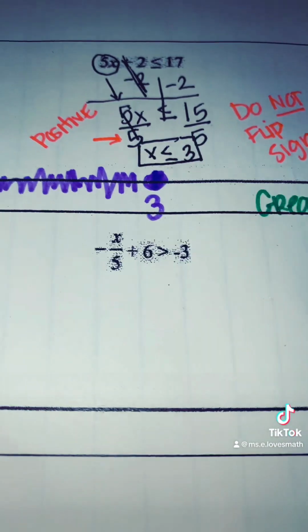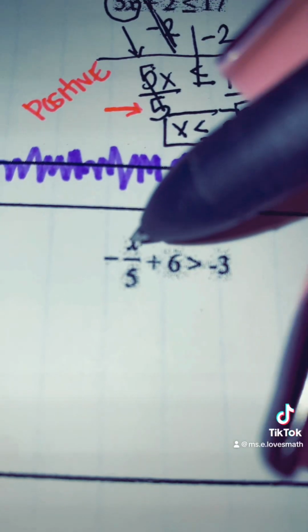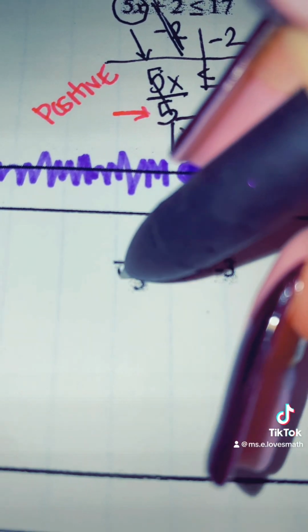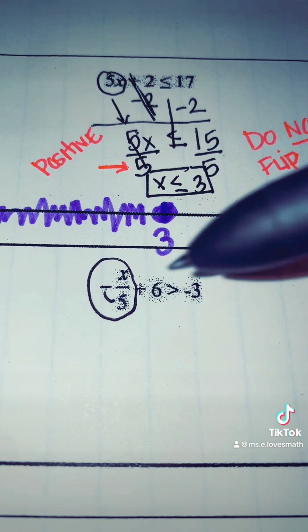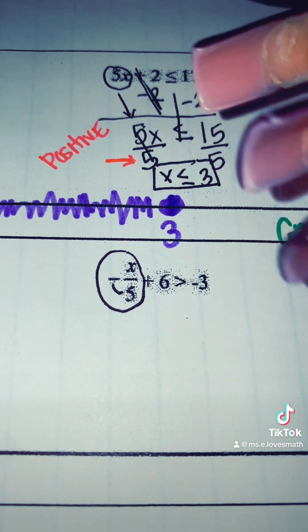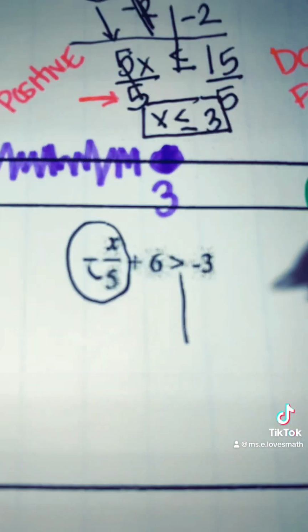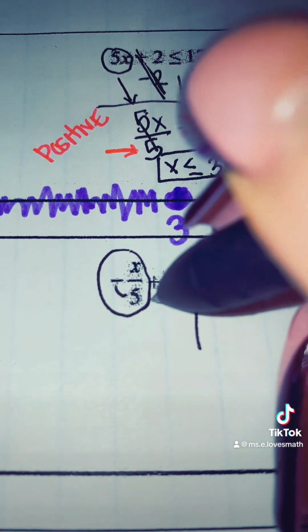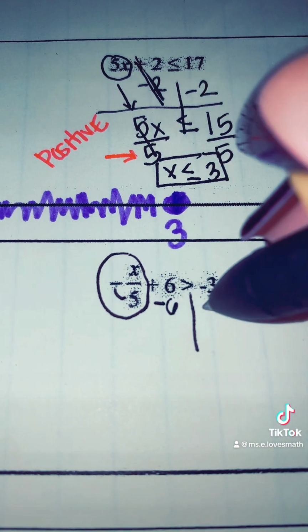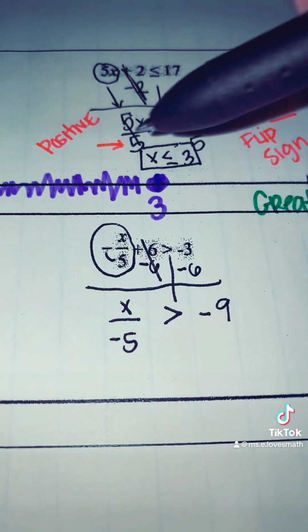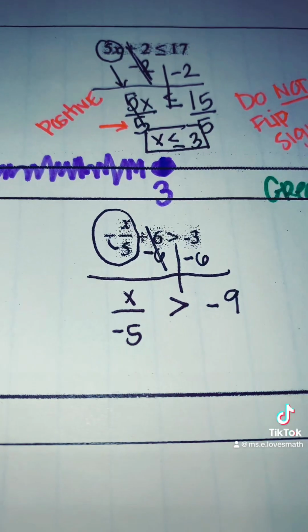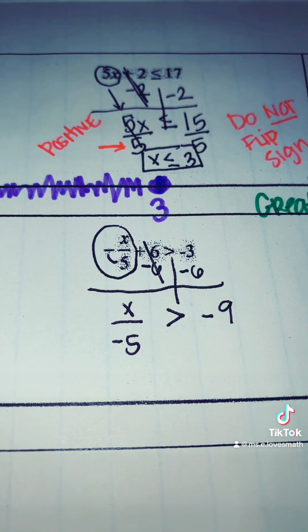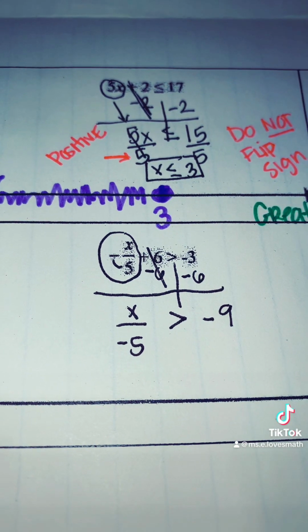Let's take a look at this next one. We have a negative, so we are going to put that negative with the 5. Our goal is to get this term isolated by itself on the left of this inequality. So since we have adding 6, we need to subtract 6 from both sides. Our 6's cancel out. Negative 3 minus 6 is a negative 9, and we are left with x divided by negative 5 on the left-hand side.